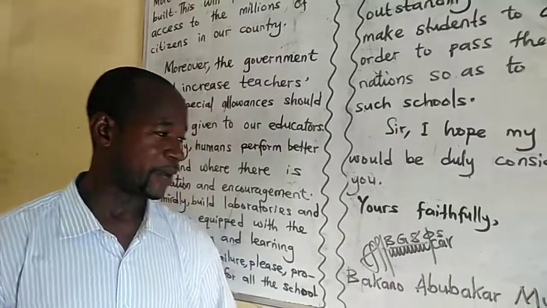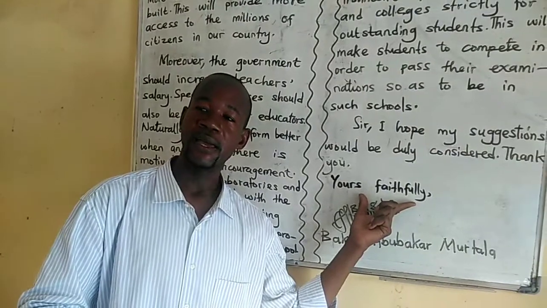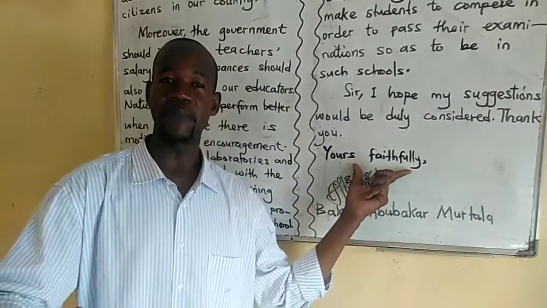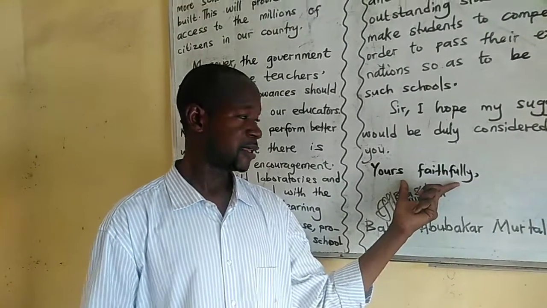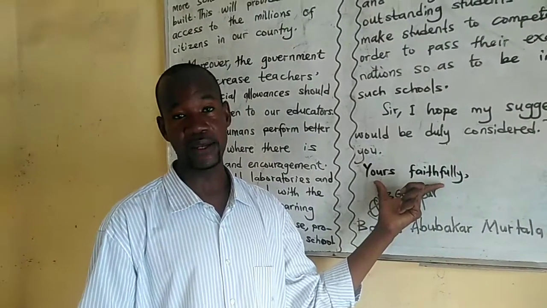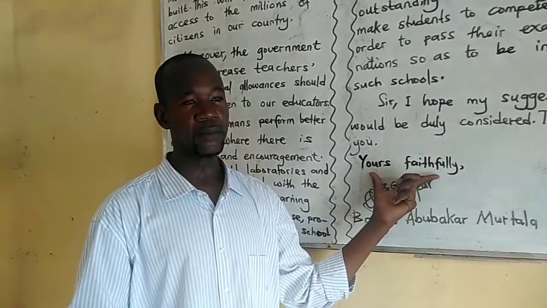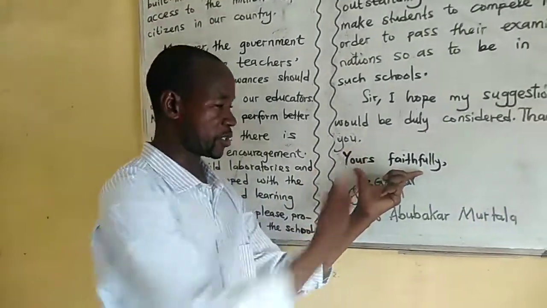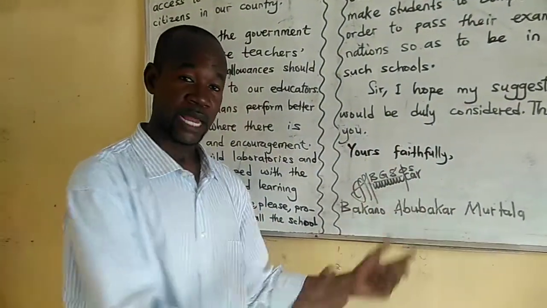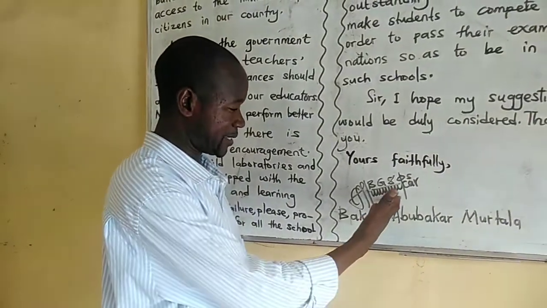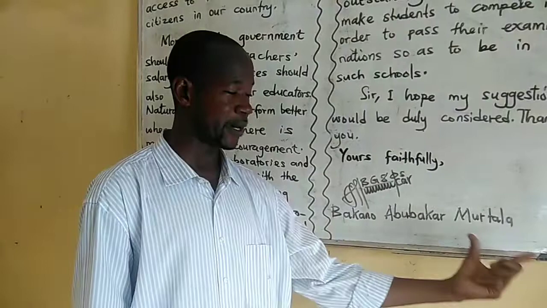Thank you. Remember, in British English, you write "Yours faithfully" at the end of your letter if you do not start the formal letter by writing the name of the person. If the salutation contains the name of the person, then at the end you should write "Yours sincerely". But if you start by writing "Dear Sir", or "Dear Madam", or "Dear Sir or Madam", at the end you should write "Yours faithfully". You put a comma and then you put your signature. As you can see on the board, you put your signature and then you write your full name. As you can see, for example, Bakano Abaka Murtala.